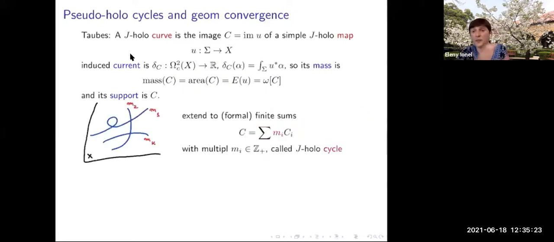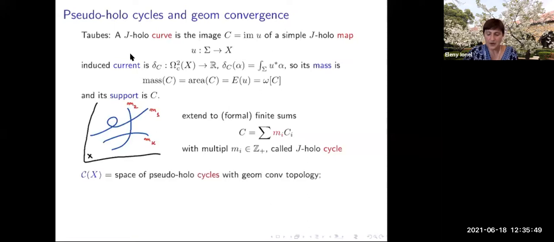And so now I can take formal linear combinations of these with positive integer coefficients, following Taubes. We'll call these J-holomorphic cycles. They are images of J-holomorphic curves, and each component has some multiplicity, positive but integer. Think of the degree of the multiple cover, if these were multiple covers. And so we'll call C of X the space of such pseudo-holomorphic cycles with the natural topology, which is the geometric convergence topology.